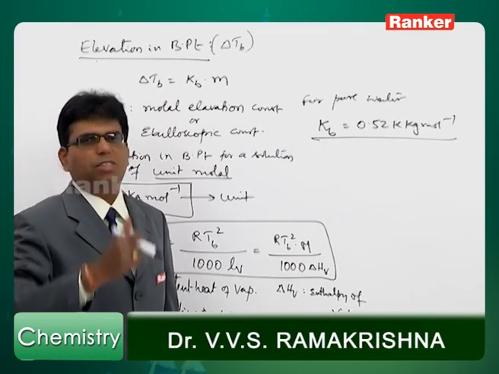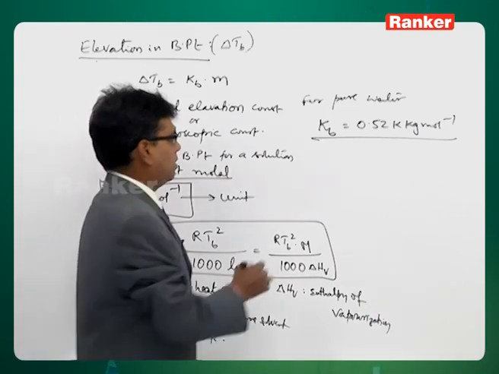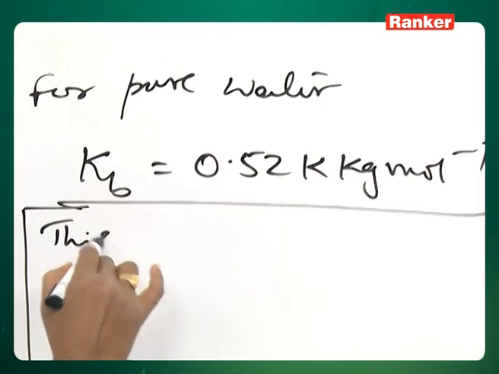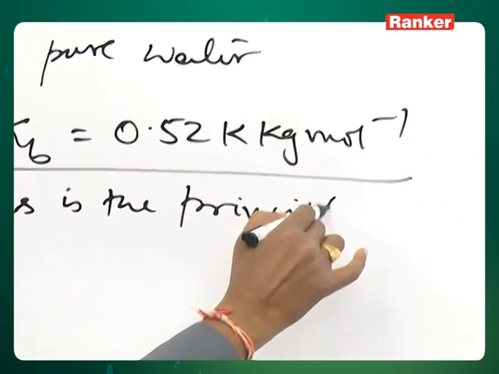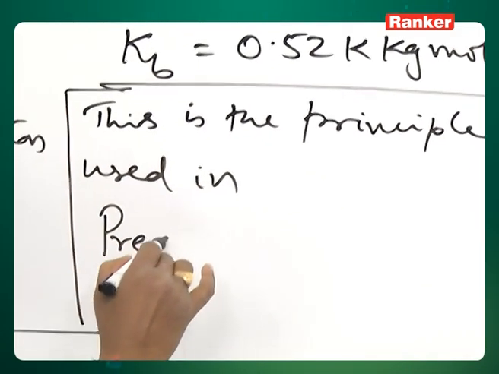What is the use of this elevation in boiling point? Where do we specifically use it? This is a very basic principle that we use in pressure cookers.